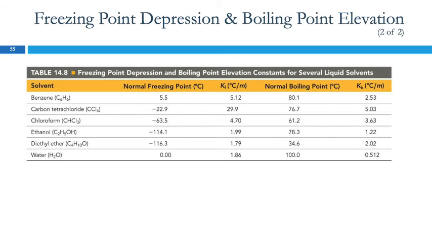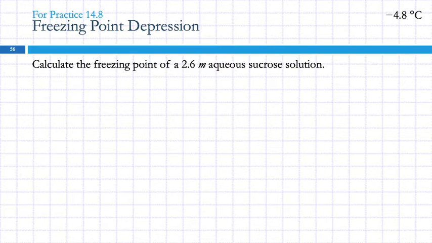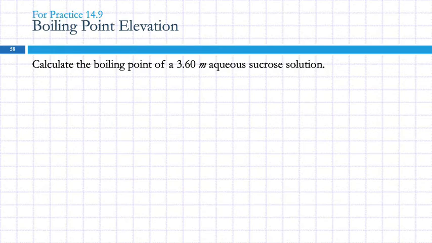So the boiling point elevation constants are on this same table as the freezing points, and here are the normal boiling points of these substances. So for water, it's 0.512. We're going to need that in this example. 0.512. So calculate the boiling point of a 3.60 molal aqueous sucrose solution.